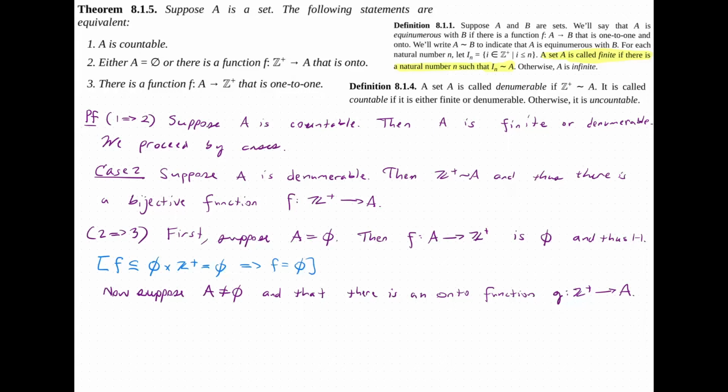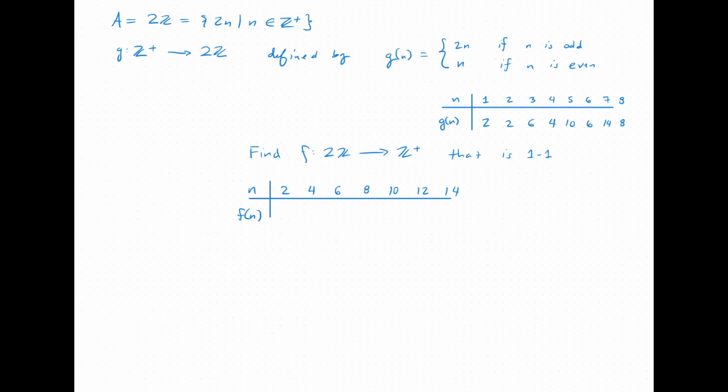And so there is an onto function g from the positive integers to A. Now what I'm going to do is take a step back and discuss the intuition for what we are about to do. To motivate what we are about to do, let us go ahead and take A to be the set of the positive even integers. And let's go ahead and define g from the positive integers to the even integers by g of n, where g of n is defined piecewise. It's going to equal 2n if n is odd, and it will be n if n is even.